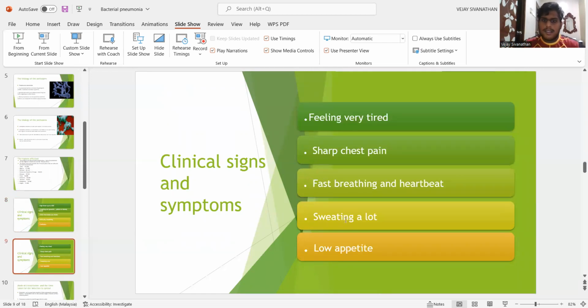Other than that, they also feel very tired. They'll have sharp chest pain, fast breathing and heartbeat. They'll sweat a lot and they'll also have low appetite. So these are the common clinical signs and symptoms of individuals that have bacterial pneumonia.